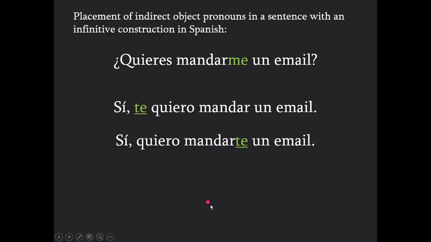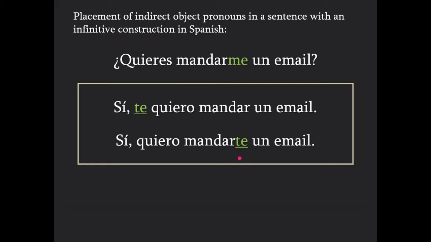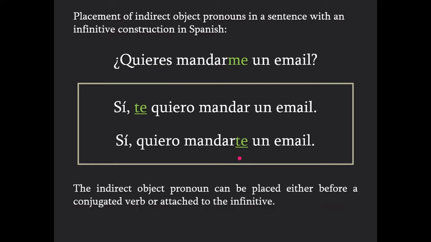So this is what I usually tell my students. If there's one verb in a sentence, you only have one choice. It has to come in front. But when you have two verbs in a sentence next to each other, you have two choices. You can either put it in front or you can attach it onto the end. Okay? So the indirect object pronoun can be placed either before a conjugated verb or attached to the infinitive when you have a sentence that has two verbs in it.